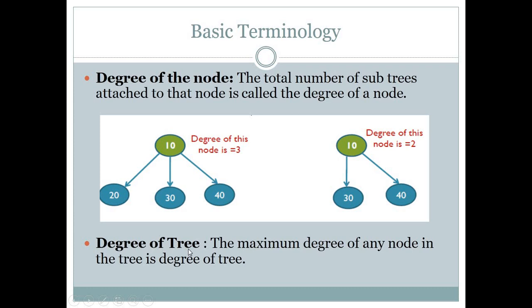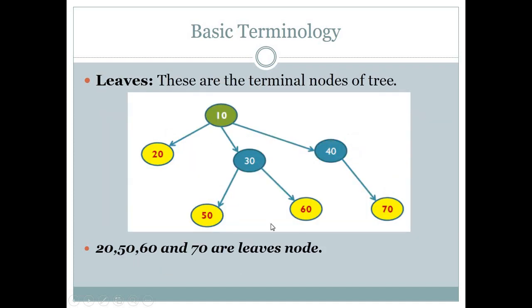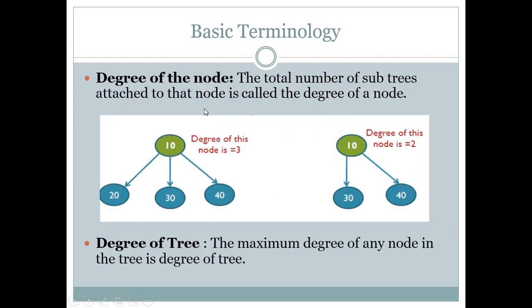So this definition says the maximum degree of any node in the tree is the degree of tree. So in this tree we can say this tree will be of degree 3. Why? Because in this tree the maximum degree, that of 10, is 3. Okay, so that is the terminology about degree of tree.